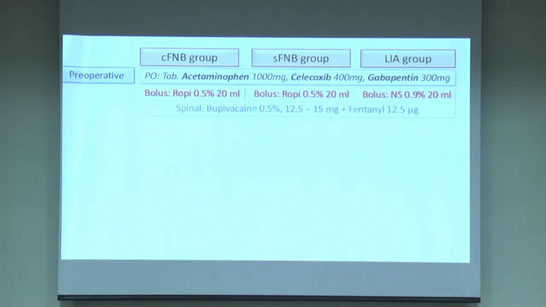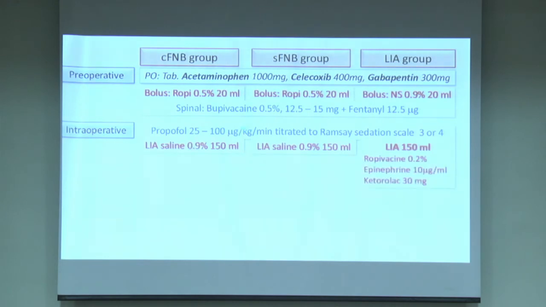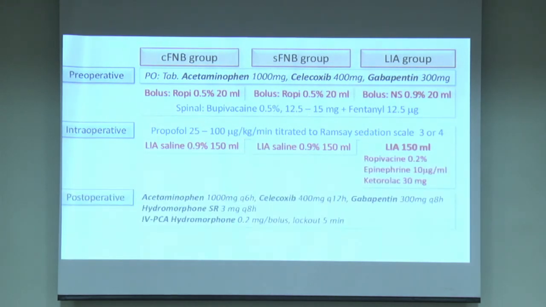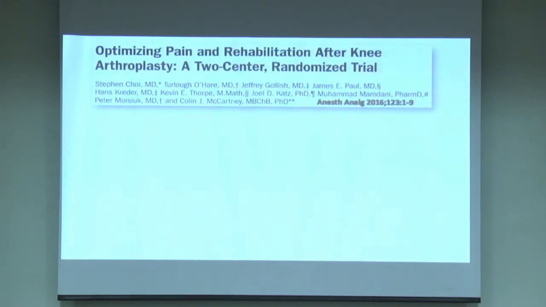All patients received spinal bupivacaine and fentanyl. Intraoperatively, they gave sedation with propofol, titrated to the Ramsay scale. It was a placebo, double-blinded controlled trial. Post-operatively, all of them got all this multimodal analgesia and infusions. And what did they get?